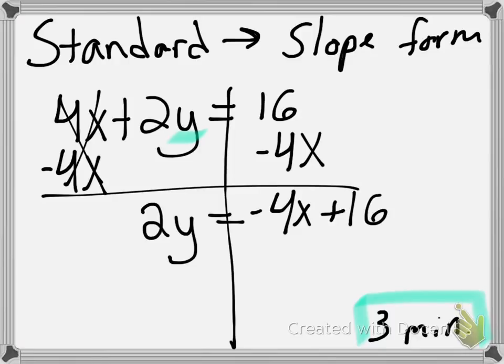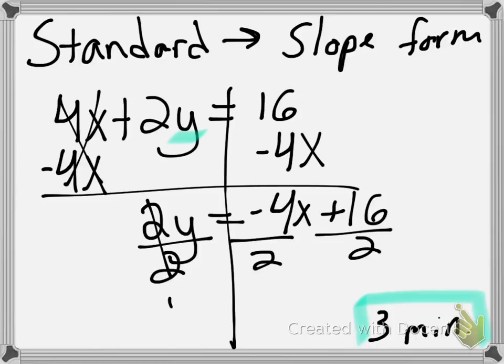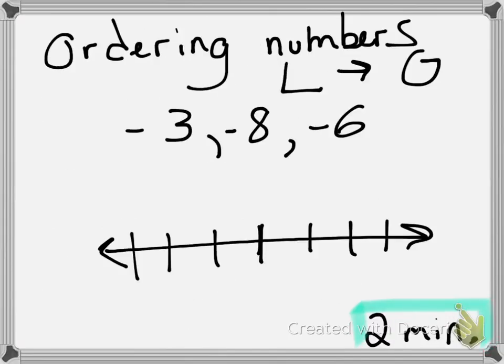Now to get y to be truly by itself, sorry, I got a little tongue twisted there. I'm going to divide by 2. That means I divide everything on that side by 2, and I get y equals negative 4 divided by 2 is negative 2x. 16 divided by 2 is 8. So y equals negative 2x plus 8. That's my answer. Whoop, whoop, whoop.